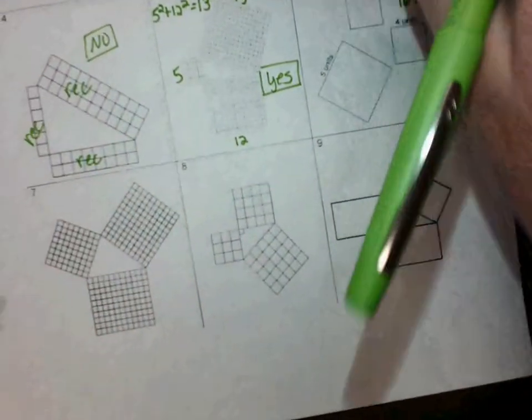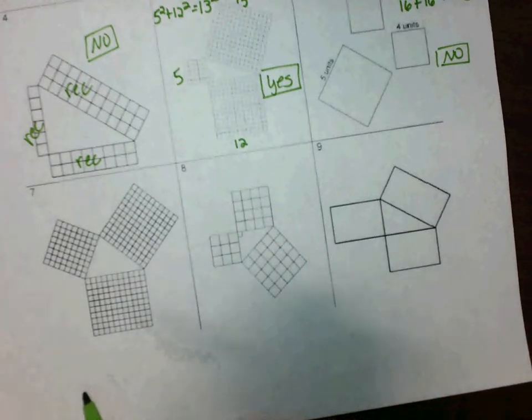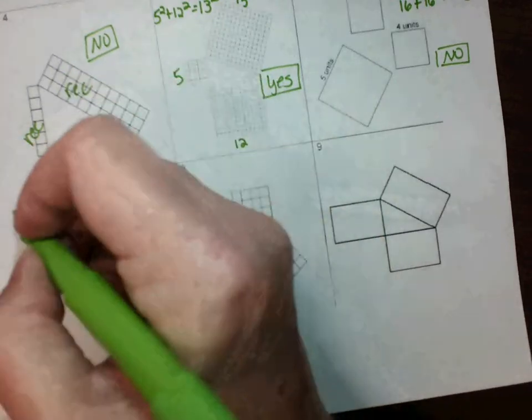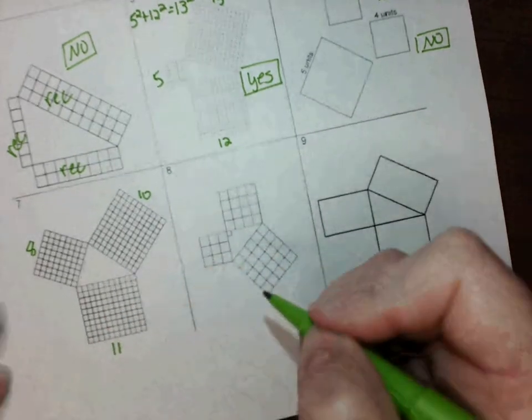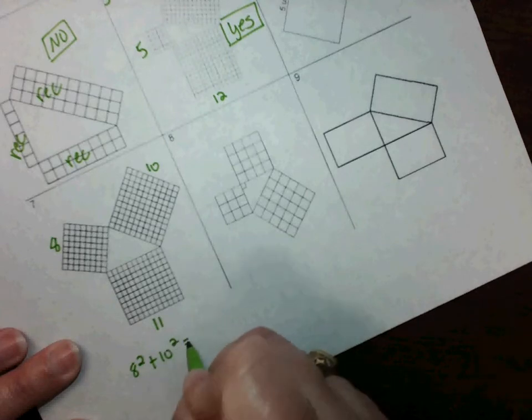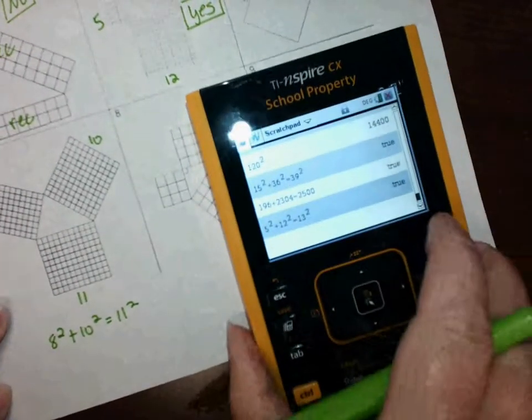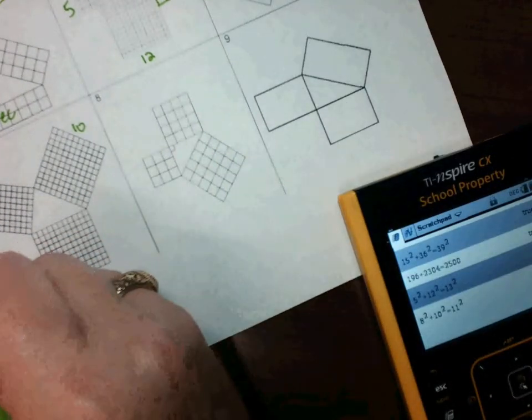Okay, moving on. This visibly doesn't look like a right triangle to me, but you can't really go by looks. I'm going to go ahead and double check and make sure. This is an 8, this is a 10, and this is an 11. So if it's a right triangle, 8 squared plus 10 squared would equal 11 squared. So let's see, 8 squared plus 10 squared equals 11 squared. That is a no.